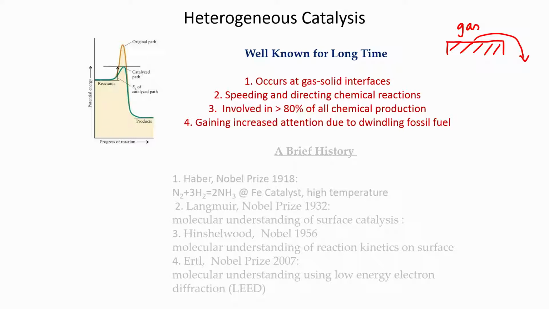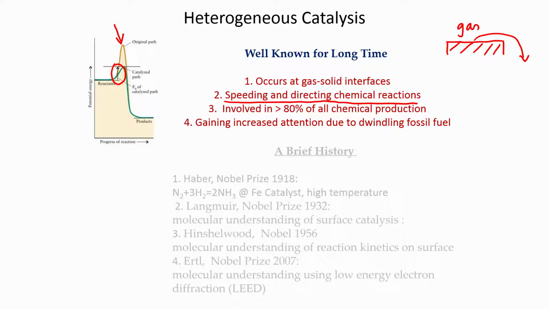Generally, by definition, catalysis will always decrease or suppress the energy barrier. So, if a particular reaction has an energy barrier of this level, if we use a catalyst, it decreases the energy barrier and increases the reaction rate. So, this is the role of catalyst, and at the end of the reaction, the catalyst can be recovered so that it can be cycled several times. So, it actually speeds up and directs the chemical reaction.